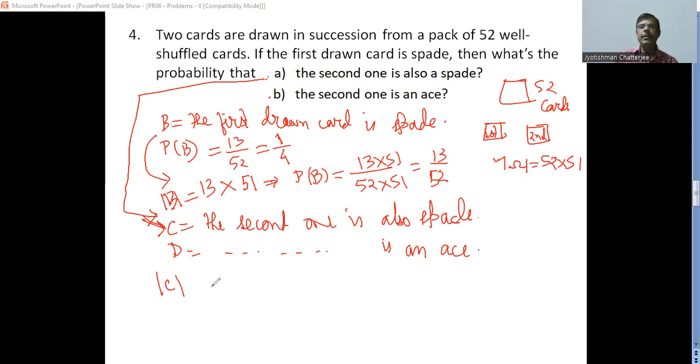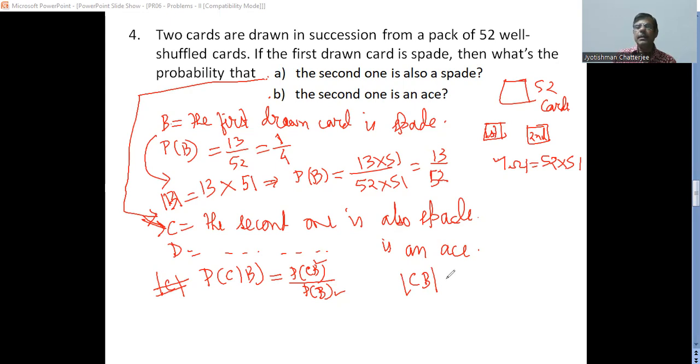Now for C, how many favorable outcomes are there? We need to compute the probability of C given B. That means the probability of C intersection B divided by the probability of B. We have already found the probability of B, so we need to compute the probability of C intersection B. Because of B, the first card should be a spade, and because of C, the second card should also be a spade. Let's see how many ways it can be done.